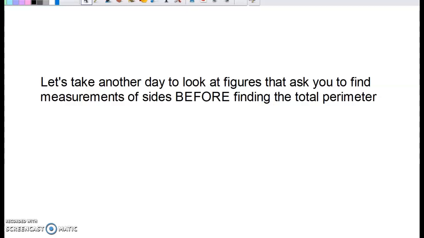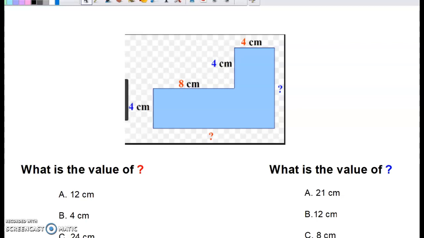You guys were all pretty good about those of you who submitted your perimeter assignments previous to this did a nice job on all of the problems that did not require you to find missing values. So we're going to hone in on that skill today. So taking a look at some examples.